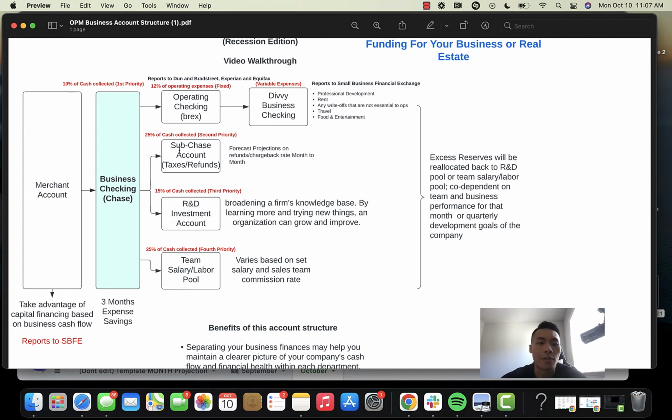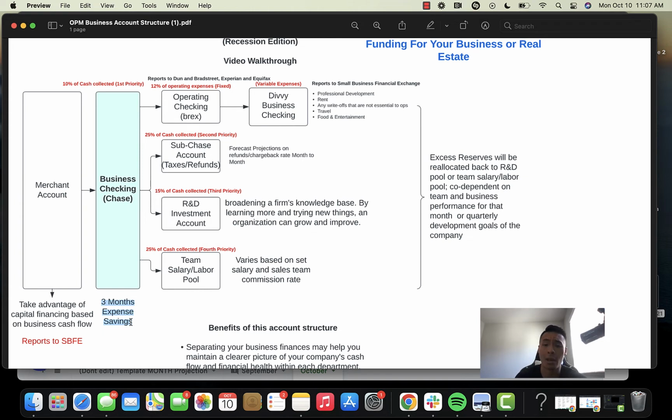Number two, for us, we also like to allocate 25% as our second priority, right? Actually, our first priority, before even allocating 12% of operating costs to our Brex account, is to take 10% of that cash and put it into our expense savings, right? As a business, especially being in a recession right now, I will increase that 3 months of expense savings to 6 months, just to have that extra reserve in case anything does happen, right?